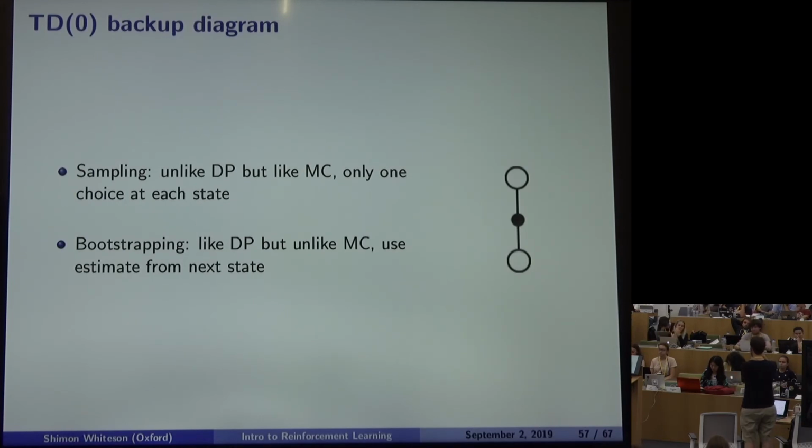Whereas with Monte-Carlo methods, we had something that was very narrow but deep. We didn't have the model, so we couldn't do all that branching, but we weren't using the Bellman equation, so we had to wait till the end of the episode to actually see how the return turned out.